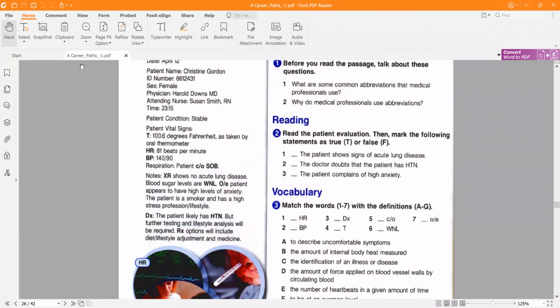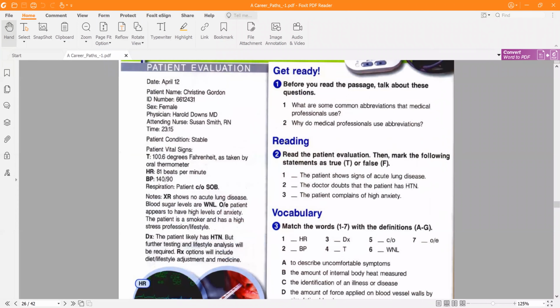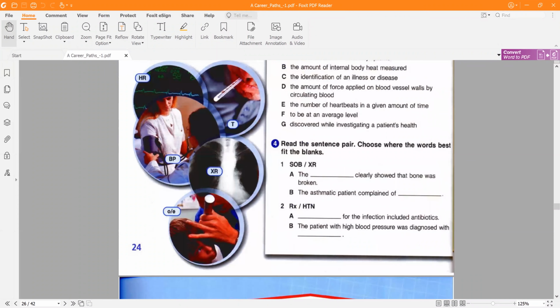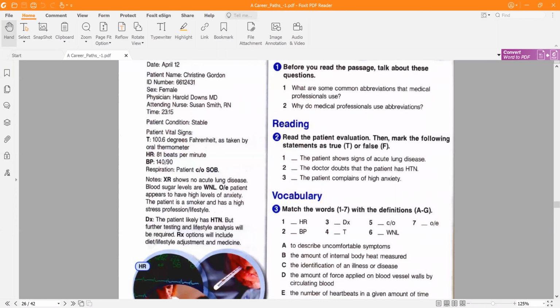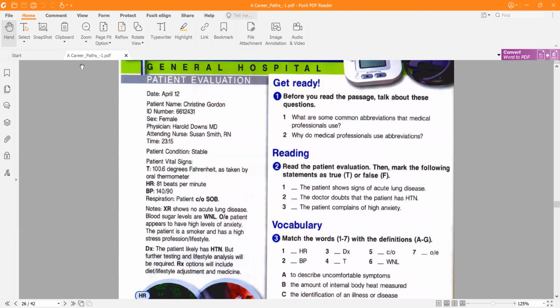Now, let's listen again. Then we answer the questions as they come in front of you for the true false. Number 1, the patient shows signs of acute lung disease. The doctor doubts that the patient has HTN. The patient complains of high anxiety. Listen again, then answer the questions.